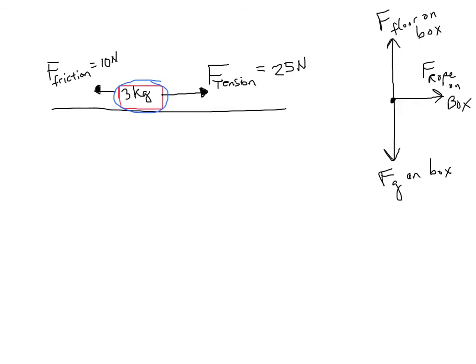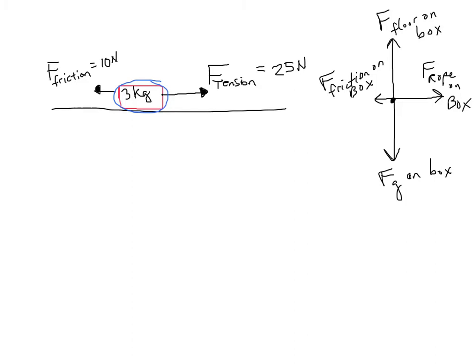And to the left, we have a shorter arrow. Notice the arrow is shorter. And we have that arrow to the left. And again, that would be the force of friction on box. So this is our force diagram with all four forces drawn in.